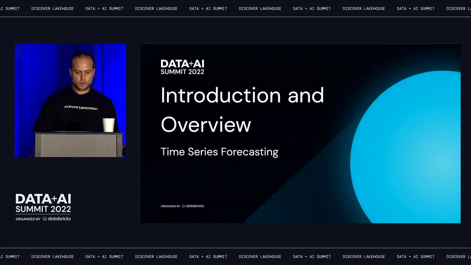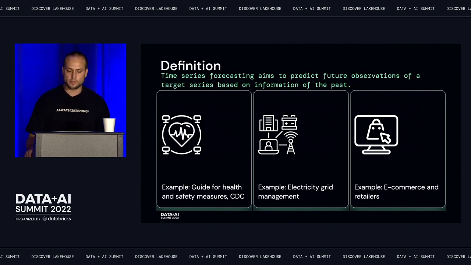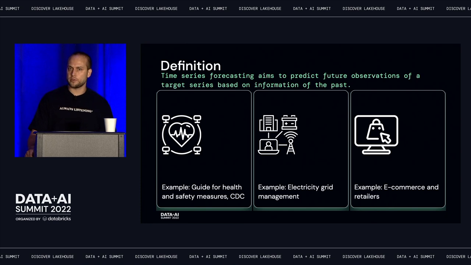So, what is time series forecasting? Time series forecasting, as you probably know, is the task that aims to predict future observations of a target variable based on information of the past and exogenous variables. So there are many, many applications, and time series is really ubiquitous in the sense that everything that changes over time or all data sources that have a timestamp are, at the end of the day, time series.